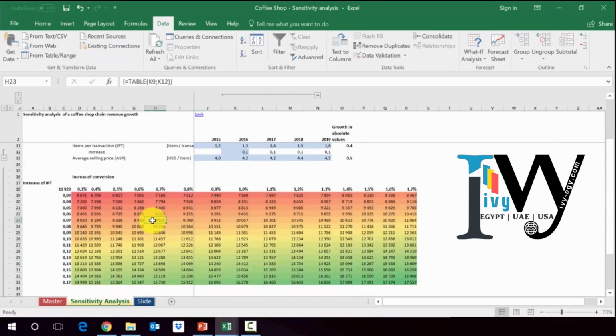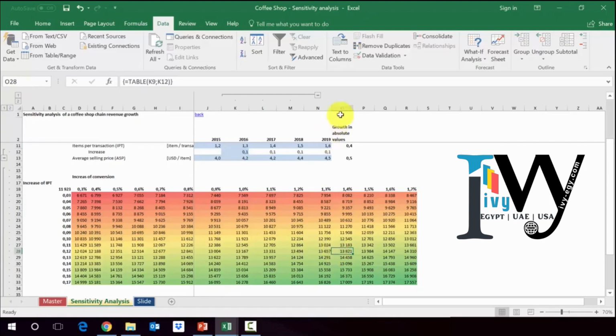I already pre-formatted it so that it shows the highest and lowest. And our starting point was this one. So it was 11, almost 12 million of increase between 2019 and 2015. And as you can see, we have here all the potential results given the values for the IPT and conversion. So for example, in cell O28, we've got 13, almost 14 million of difference.